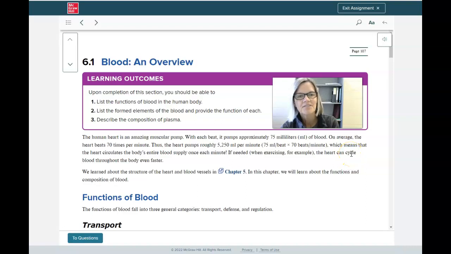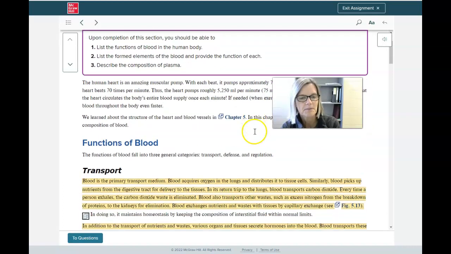This is the first in a few, I think 3 or 4 videos that I'm going to do on blood, chapter 6. And this one's just kind of an overview of blood in general. A lot of this stuff sounds familiar, and hopefully it will bring it up to the next level to help you understand some of these things you've heard before. So we're going to talk about the functions of the blood in the human body, the formed elements, and a little bit about plasma.